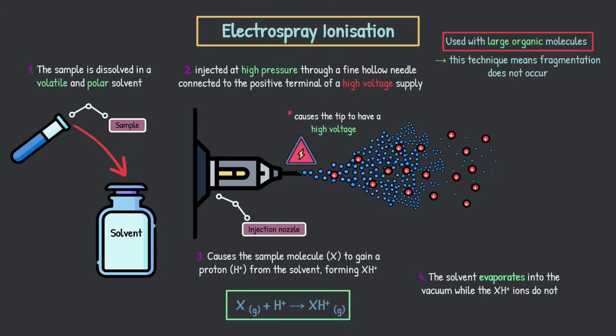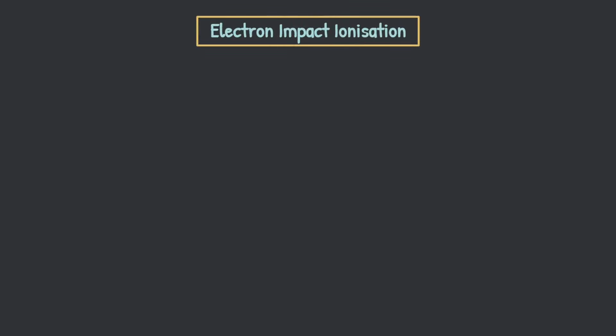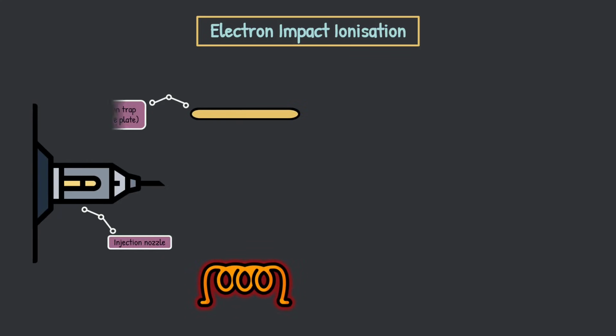So let's look at the next form of ionization. This is referred to as electron impact. There are 3 primary pieces of this that you need to be aware of. We have the injection nozzle, pretty much exactly the same as the previous form of ionization. You have an electron gun, not really a gun, it's just a heated coil, but we'll look at that in a second.